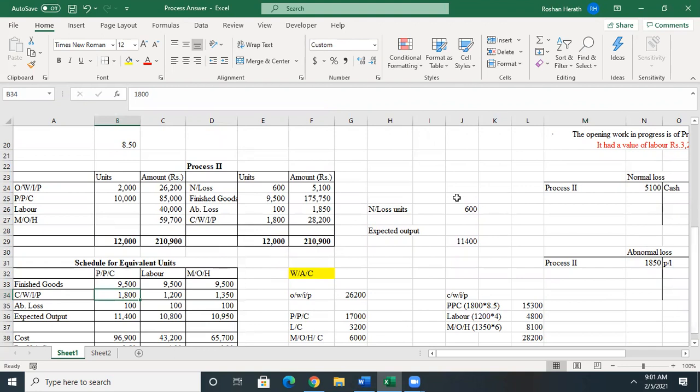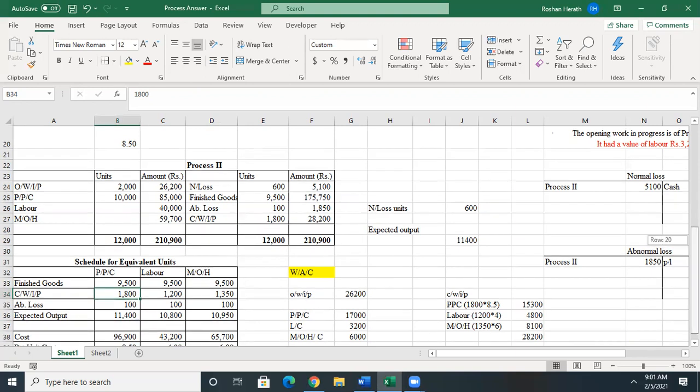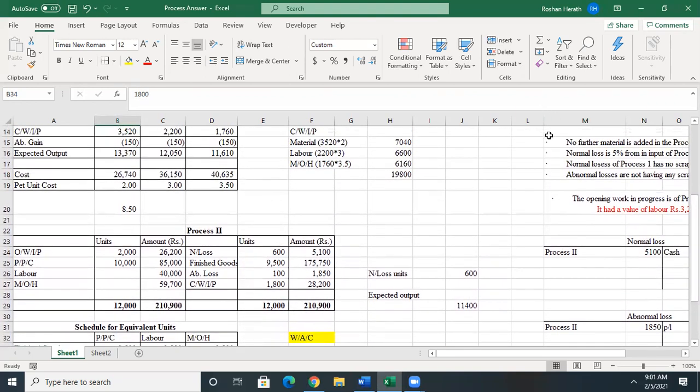When calculating the normal loss, we don't consider the opening WIP. The question had said, when calculating normal loss, you need to consider the opening WIP as well.